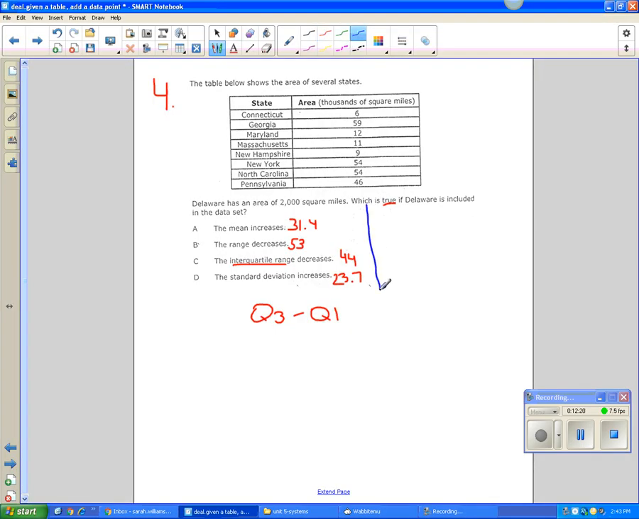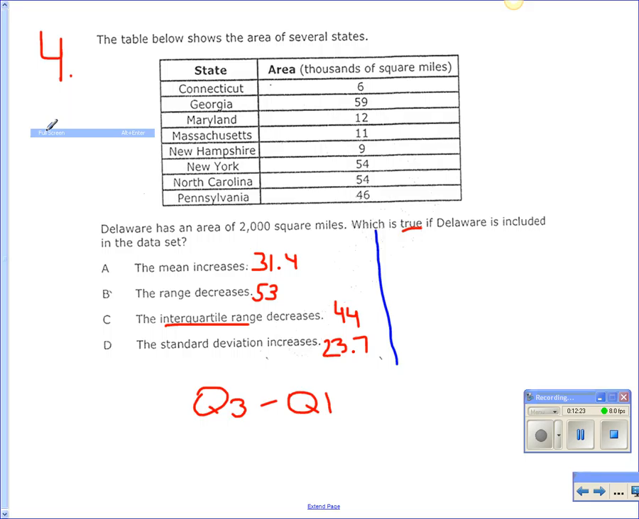All right. So now here's this one you really have to pay attention. Delaware has an area of 2,000 square miles. But if you'll look up here in the table, none of these were very big. And this is why. They were in thousands. So this really means 6,000. And this means 59,000. So in your calculator, instead of typing in 2,000, you just need to add 2 to the bottom of your list. Just a 2. But you got to stick with the same pattern.